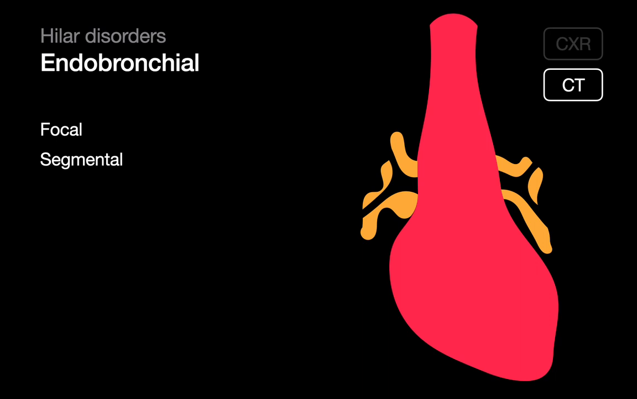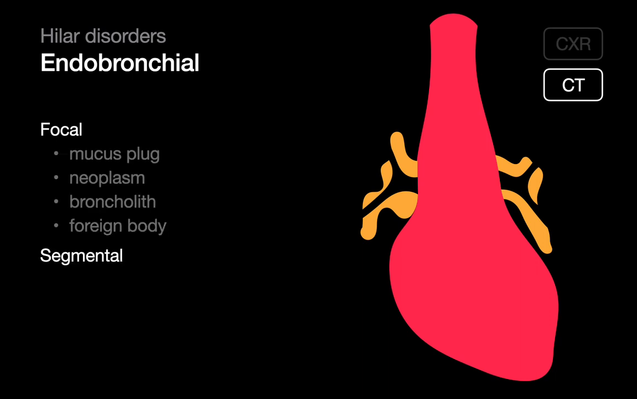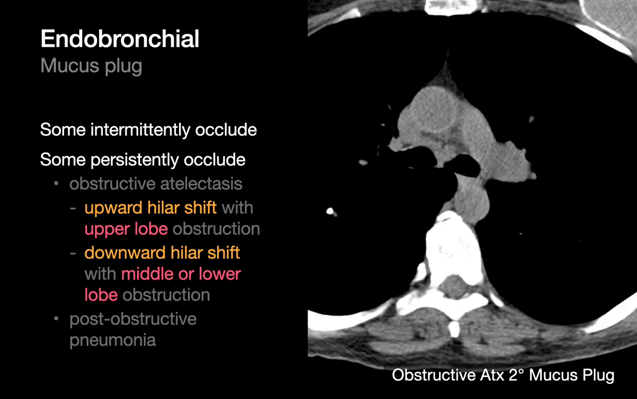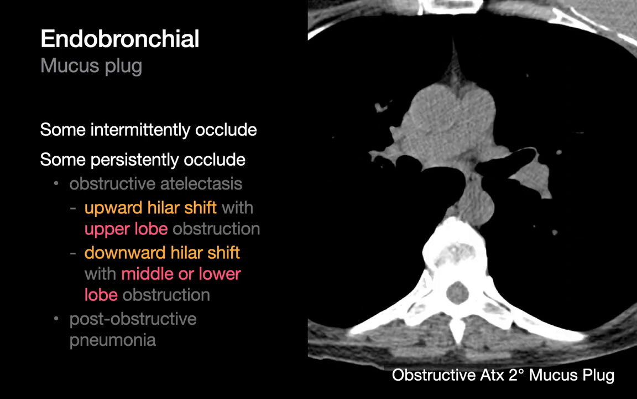Endobronchial disorders may be focal or segmental. And the four most common focal endobronchial disorders are mucus plugs, endobronchial neoplasms, broncholiths, and foreign bodies. Mucus plugging isn't uncommon in patients and usually presents as a fluid attenuation endobronchial opacity. Some mucus plugs are intermittently occlusive with air-filled lung peripherally, while others are persistently occlusive and can cause obstructive atelectasis.